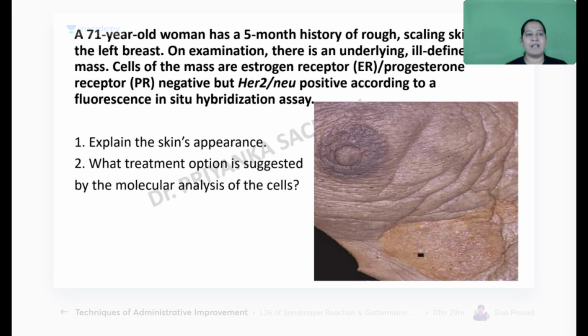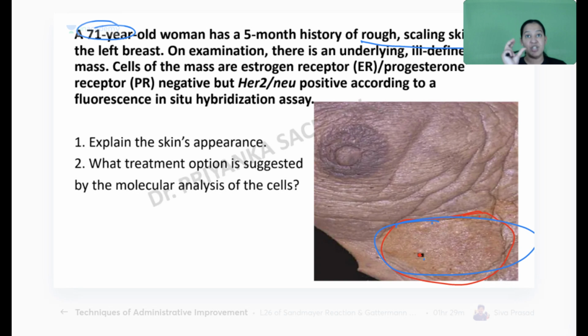So see, there is some pathology here marked by this black dot. Can you see this pathology here? What is the pathology? So see, read the question. A 71-year-old female. So she's an old female. Age is always a clue. She's an old female having 5-month history of rough, scaly skin over the left breast. We can see this is rough, scaly skin over an area over the breast. On examination, there is an underlying ill-defined 5 centimeter mass below this.